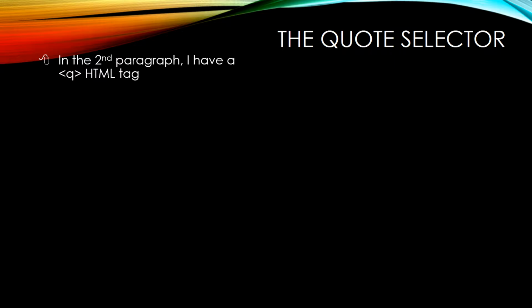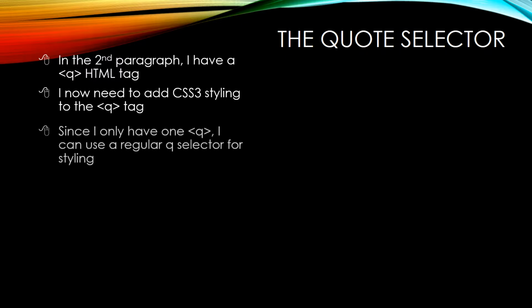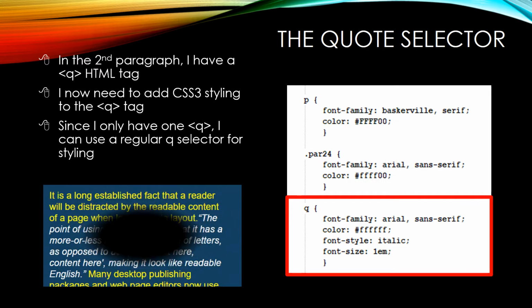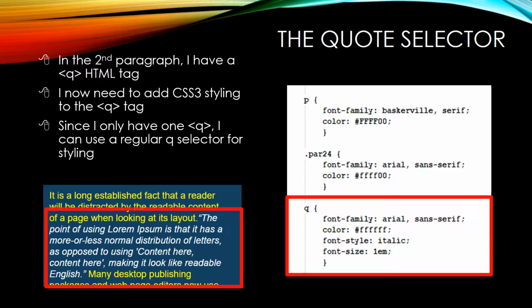Styling the quote selector. In my second paragraph, I have a quote HTML tag. I need to add CSS3 styling to that quote tag. Since I only have one quote tag that I have to deal with, I can use a regular Q selector for styling. If you look on the right side of the diagram, notice that I have the Q selector, and I have added font family, color, font size, and style. So when you look at the diagram on the left, you're going to see that the quote now has changed sizes, it has changed colors, and it is italic, so it stands out more on the page.